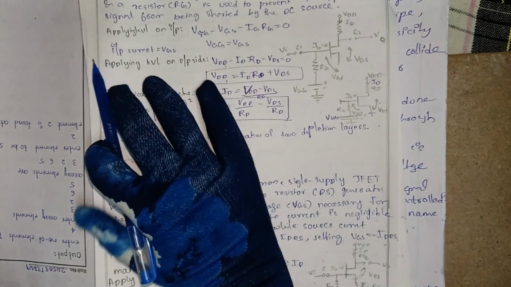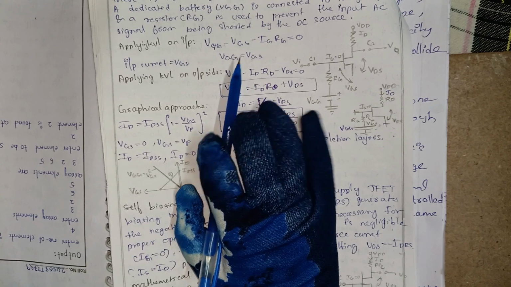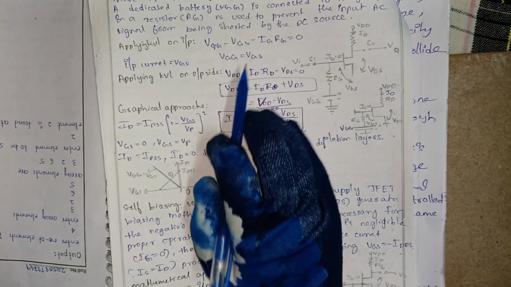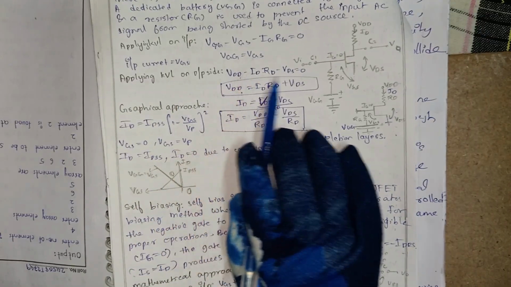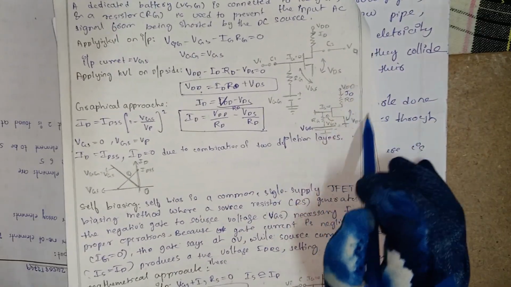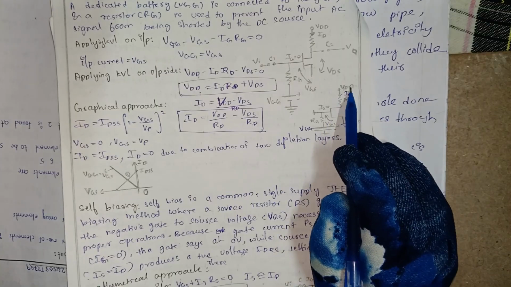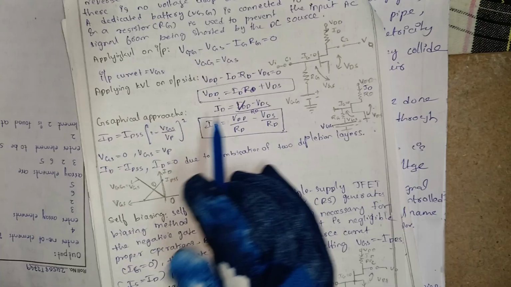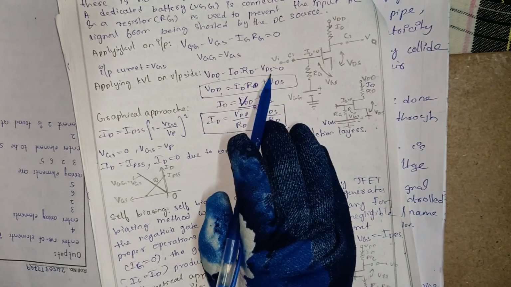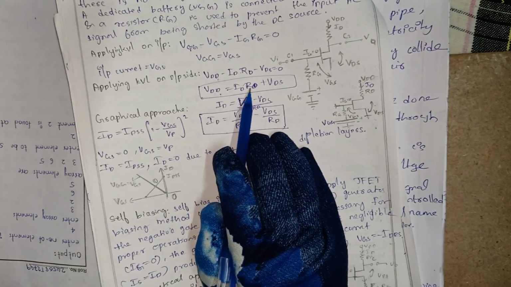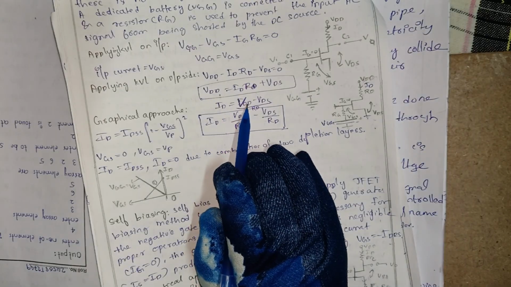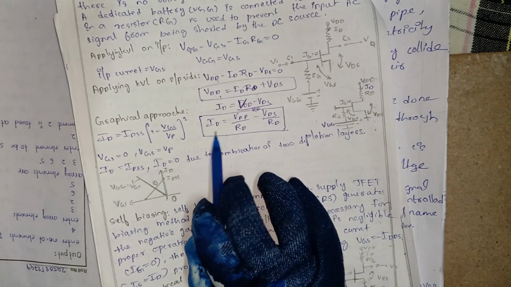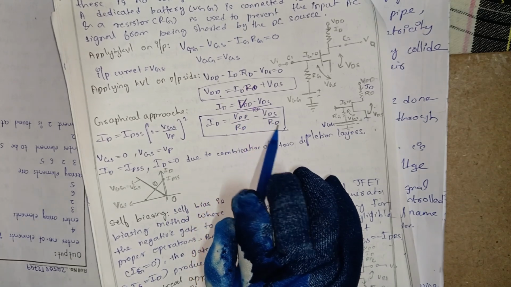So next, applying KVL to the output side. We have achieved this theoretically also. This is the output side, this is the input side. So VDD minus ID RD minus VDS equals 0, which I have written here. Then VDD is equal to ID RD plus VDS. That is, ID is equal to VDD minus VDS by RD. So we got ID is equal to VDD by RD minus VDS by RD.